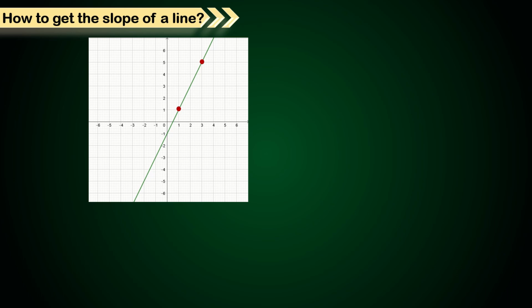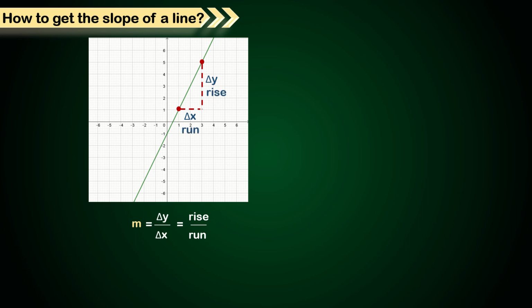Let's use these 2 points to illustrate the slope. To find the slope, get the ratio of the change in y and the change in x. To visualize, this is the change in y and change in x between 2 points on the graph. We usually use rise over run to get the slope of a line. The rise is the change in y and the run is the change in x.